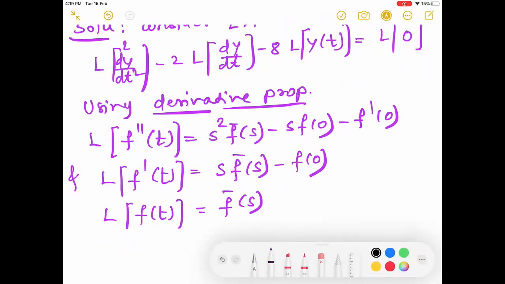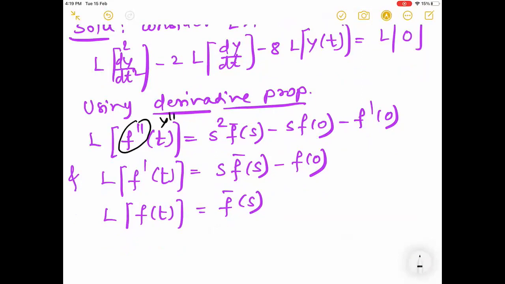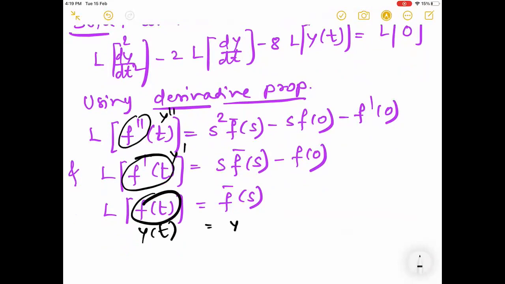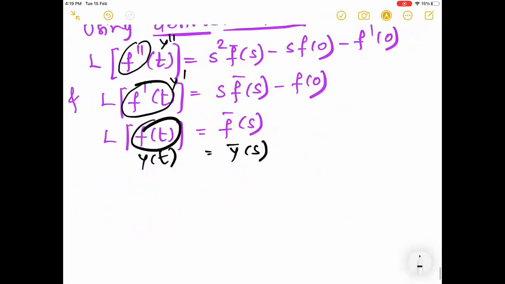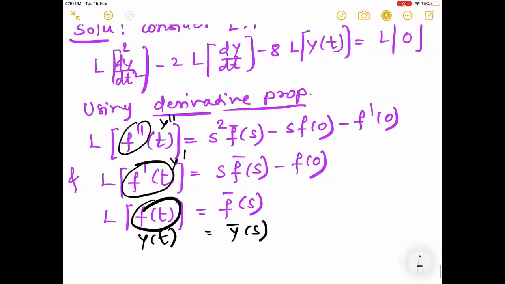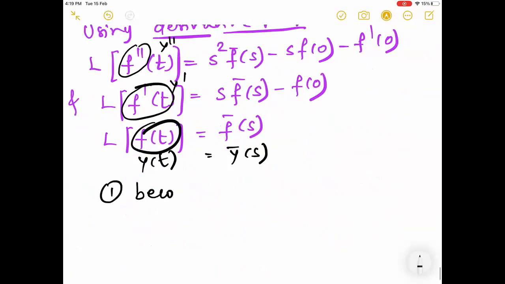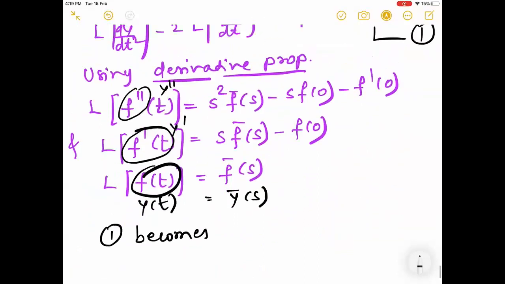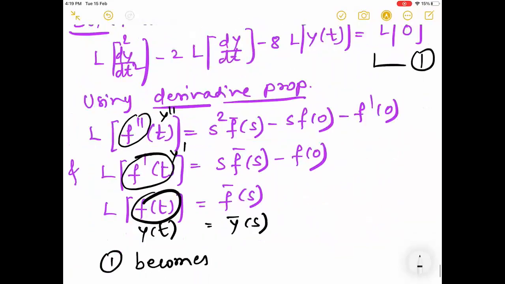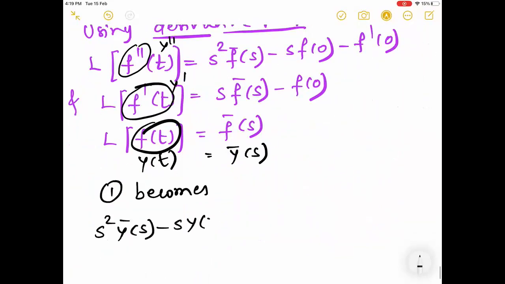Instead of f, this is given as y. So f double dash t, you can replace it by y double dash. This is y dash and this is y. Do you understand? So your answer will be y bar s; instead of f bar s, write y bar s. That's it. So this becomes, I'll call this number 1. Therefore, 1 becomes first term s square y bar s minus s into y of 0 minus y dash 0.